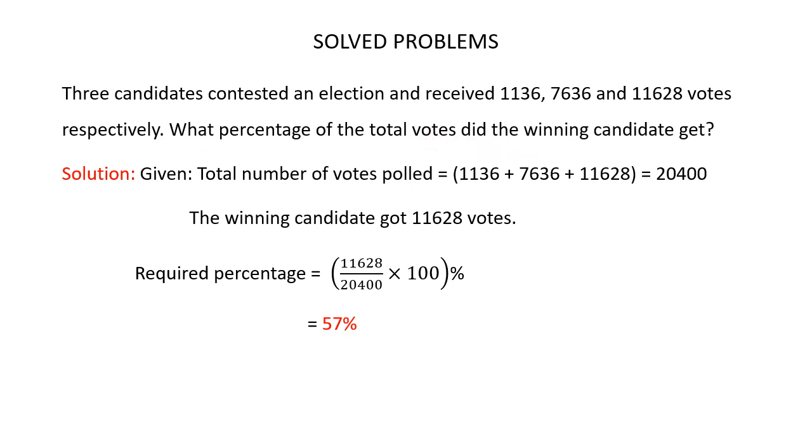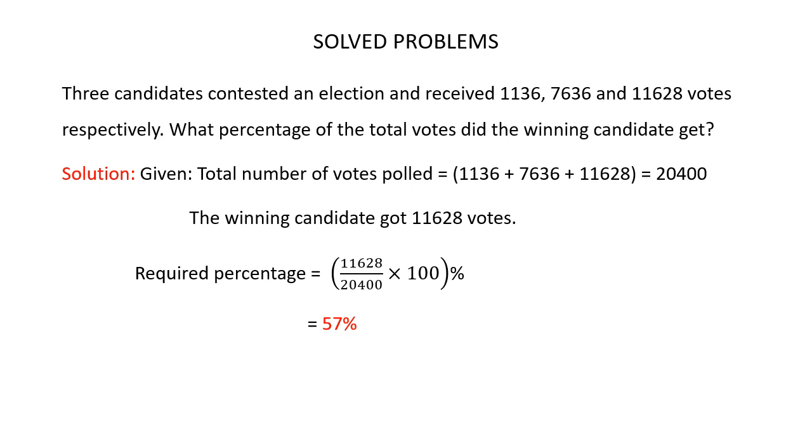So here the three candidates got 1,136 votes, 7,636 votes and 11,628 votes respectively. So the winning candidate got 11,628 votes. We are asked to find what percentage of the total votes did the winning candidate get. So first we have to find the total number of votes polled. So total number of votes polled is equal to 1,136 plus 7,636 plus 11,628, which is 20,400. It's given that the winning candidate got 11,628 votes. So the winning candidate got 11,628 votes out of the total 20,400 votes.